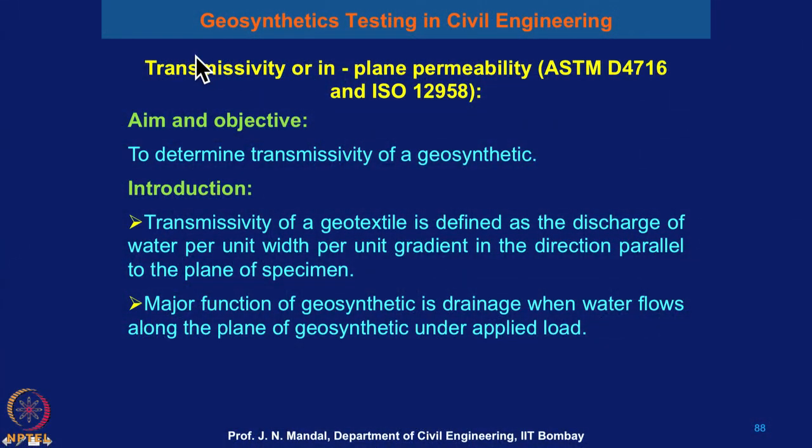So, this transmittivity can be determined by ASTM D4716 and ISO 12958. The main objective of this test is to determine the transmittivity of a geosynthetic material. Transmittivity of the geotextile is defined as the discharge of water per unit width per unit gradient in the direction parallel to the plane of the specimen.